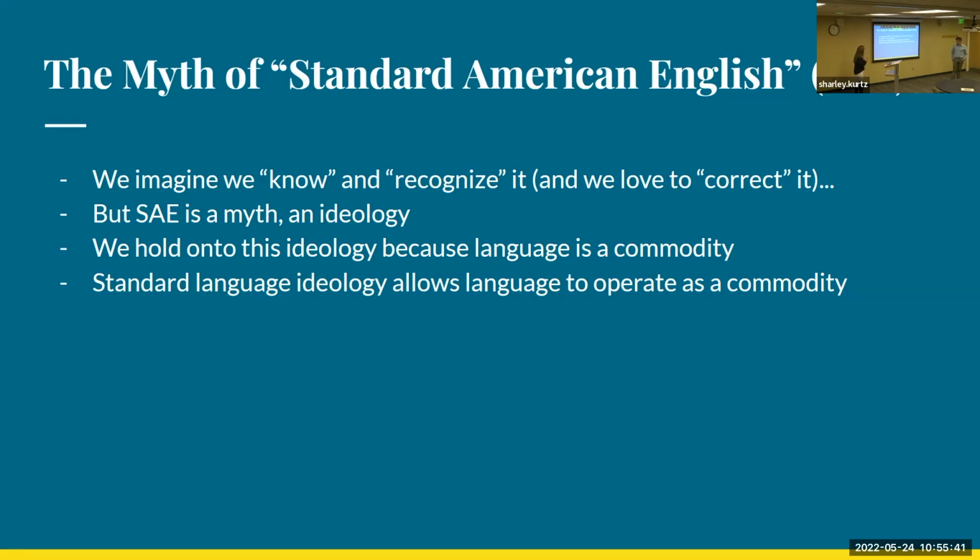The next thing to think about is this idea of standard American English, or standard whatever kind of English you want to call it. There is an idea that standard American English exists. It's a thing, you know, you can touch it, and there it is. But the reality is that there is no such thing as so-called standard American English. This is a construction, something that we've made up, and we have a name for, but it doesn't actually exist. We think that we know and recognize it, right? We believe that we can know and recognize it, and we love to correct it.